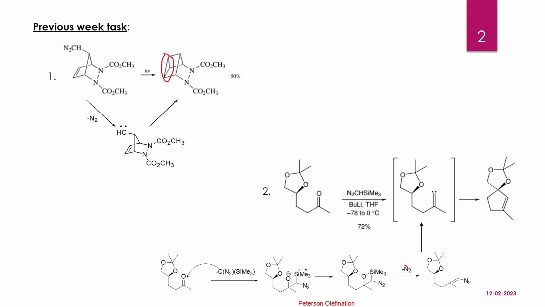Sorry, this won't be N2, this is not N2. N2 will eliminate in this step, sorry, I made a mistake. Here only this will eliminate like this, it will go here, and this bond will go here. In this way, this is called Peterson olefination. Why olefination? Because an olefin is generated. In a similar way, this N2 will eliminate, giving us this type of alkynyl carbene intermediate. Then CH insertion happens, which I discussed last week. So this is the answer.